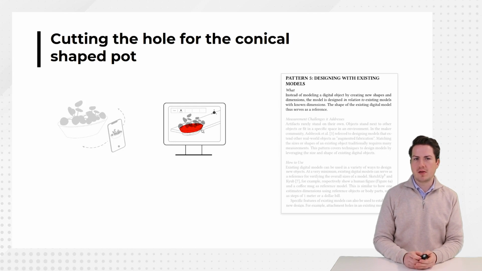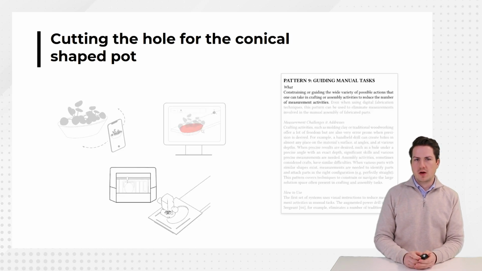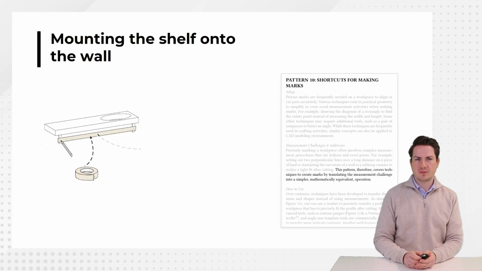And this can be done by simply positioning the pot and the plank with respect to each other and performing a Boolean subtract operation. To then make the actual hole in the plank, we create an export of the oval shaped hole and send it to the laser cutter, and then use this as a template for cutting the hole inside the plank with a plunge router. And this step actually leverages pattern 9, guiding manual tasks, as we create a constraint to guide the plunge router along an intricate path that would normally involve several complex measurement activities.